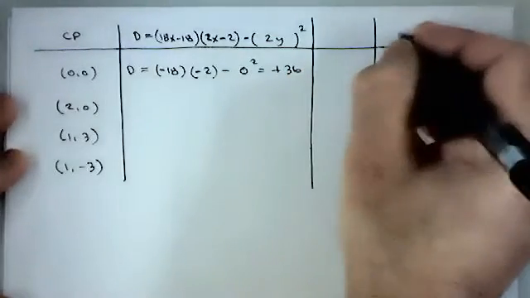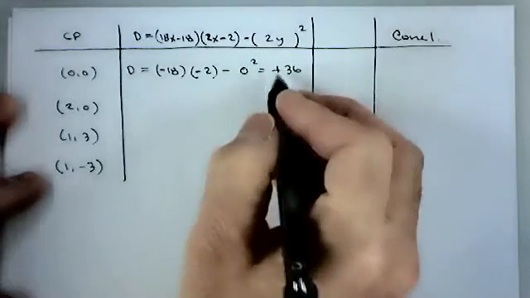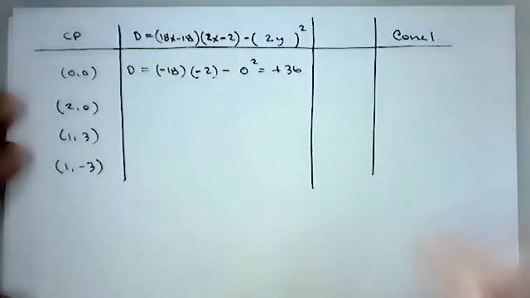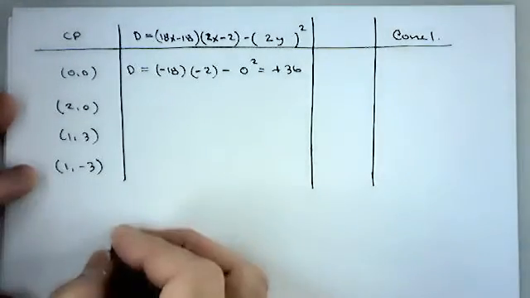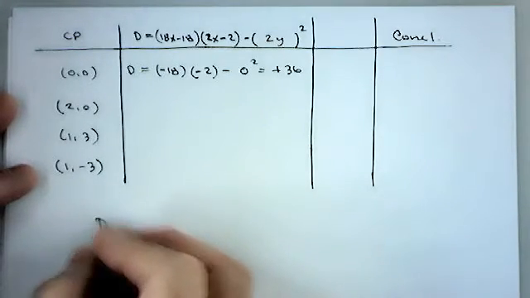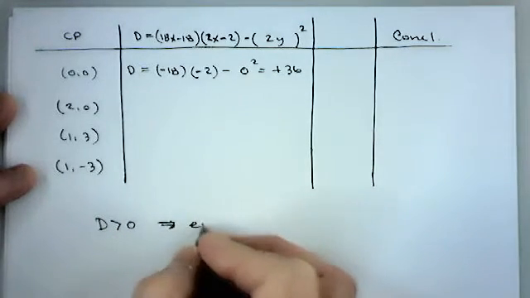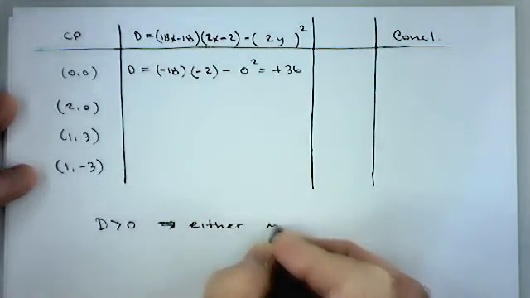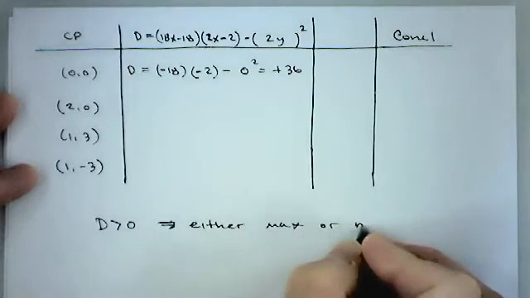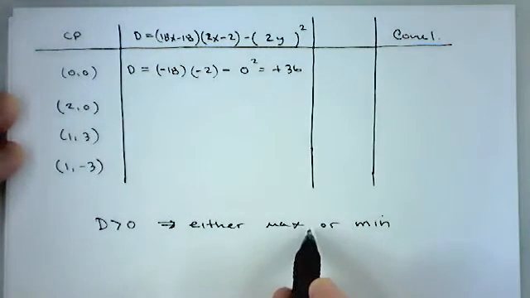What happens if D comes out positive? This is going to be your conclusion here in the last column. There are rules for this. You can find them in the book, but you can think this part through logically. As long as you know that if D is greater than 0, then it's either a max or a min. It can't be a saddle anymore. It's either a max or a min. And here's how you tell.